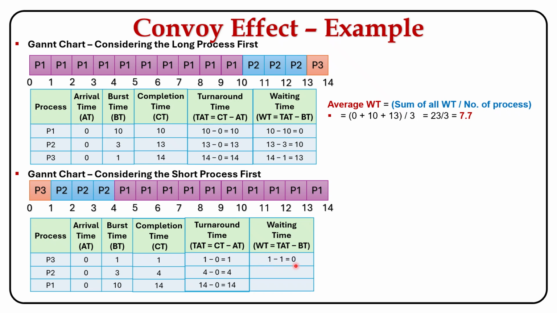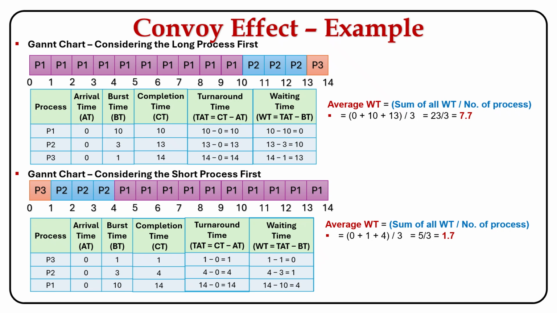Next, for process P2, the turnaround time is 4 and the burst time is 3. Therefore, 4 minus 3 is equal to 1. Next, for process P1, the turnaround time is 14 and burst time is 10. That is, 14 minus 10 is equal to 4. Finally, we can calculate the average waiting time using the formula sum of all waiting times divided by the number of processes. The waiting time for process P3 is 0, for process P2 is 1, and for process P1 is 4. So 0 plus 1 plus 4 divided by the total number of processes, which is 3. So we get 5 divided by 3, which is equivalent to 1.7.